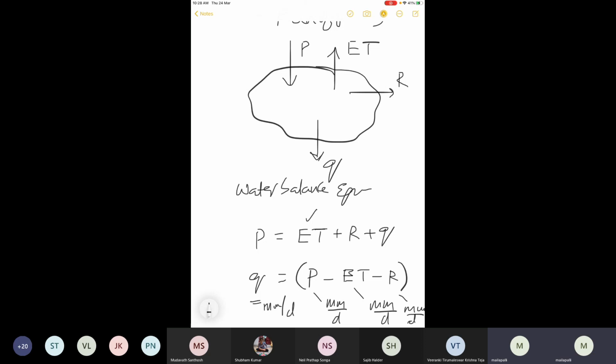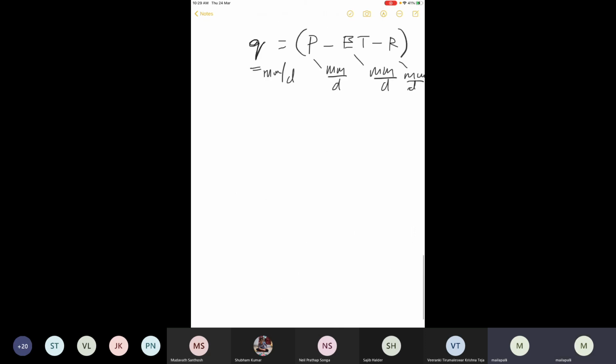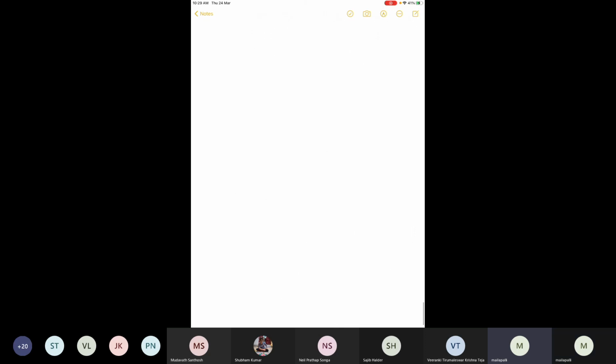So once you have the daily values, you can calculate the daily Q you're expecting from the particular area based on the historical data. Okay, this is important. And then the next is estimating the drain spacing. Once Q is known, how to estimate the drain spacing, the spacing between the two drainage pipes.